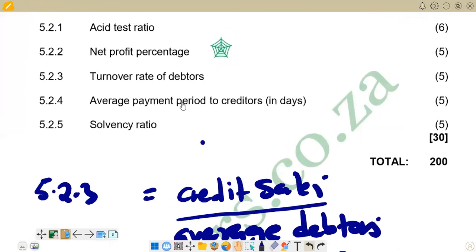We have got average payment period to creditors in days. This is the average. On average, our creditors are paying after how long? That is what we are looking for. So remember, the keyword that we have there is that we have to present it in the form of days. So if we are presenting it in the form of days, we are going to multiply by 365, because the average number of days that we use in our calculations for indicators is 365, representing 1 year. If they want it to be presented in months, we are going to multiply by 12, because we've got 12 months in a year. So as simple as that.